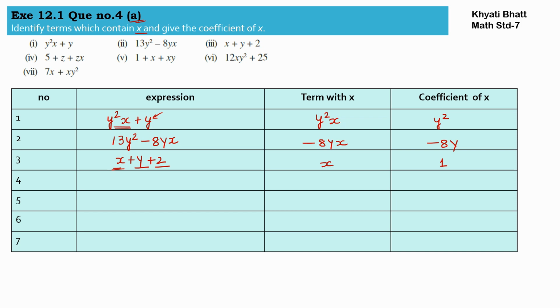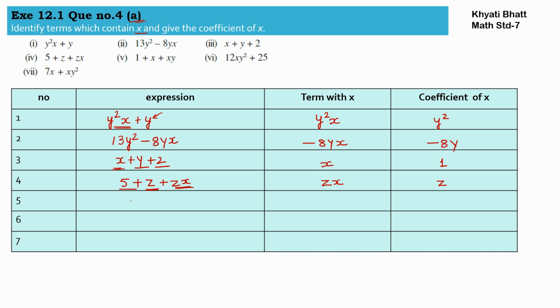Fourth one, 5 plus z plus zx. Now in the first two terms there are no x. In the third term x is there, so that term we are mentioning, zx. Along with x, z is there, so we are mentioning here that z will be the coefficient of x. Z is the coefficient of x.